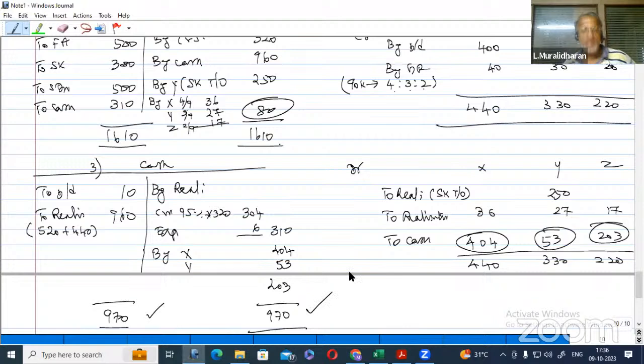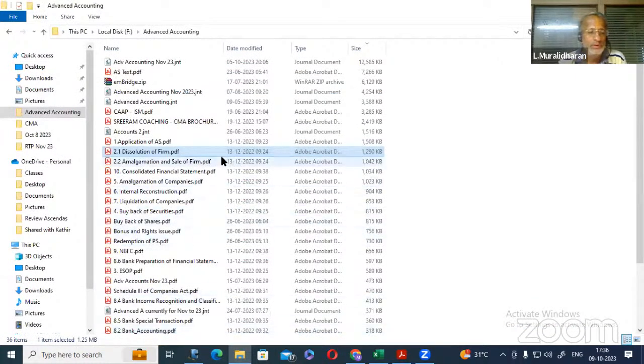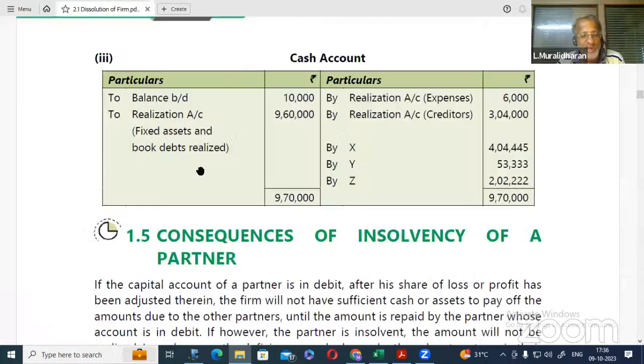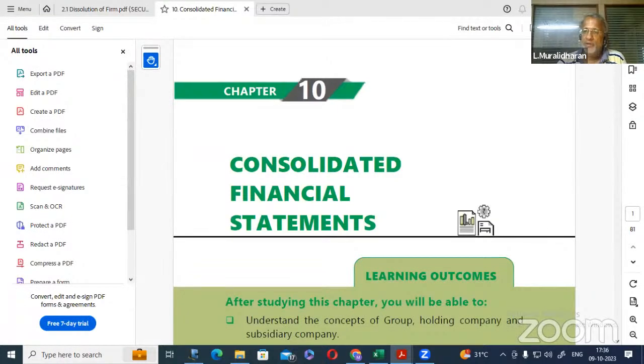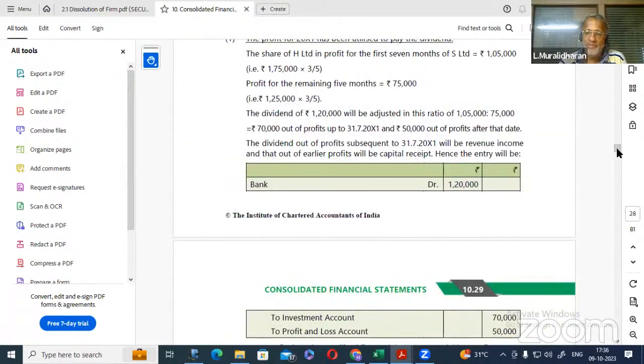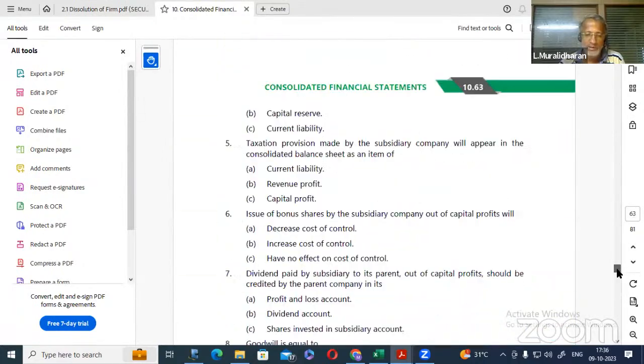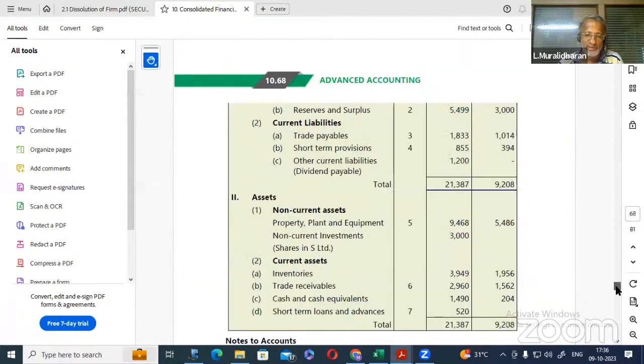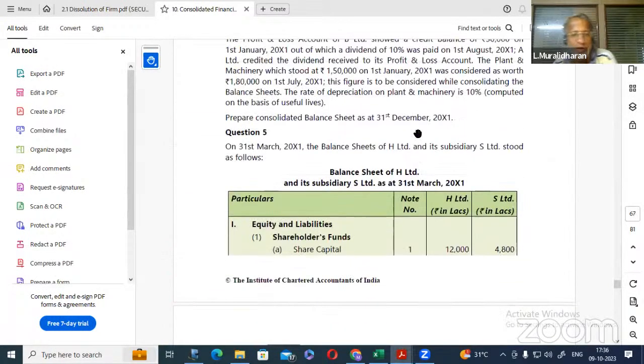Now, I will tell you a top class secret: how in consolidation you can work out fast, with only 5 minutes. And how you can work out a partnership problem also in 5 minutes' time. I will give you those tips. Use it only when you are in emergency.